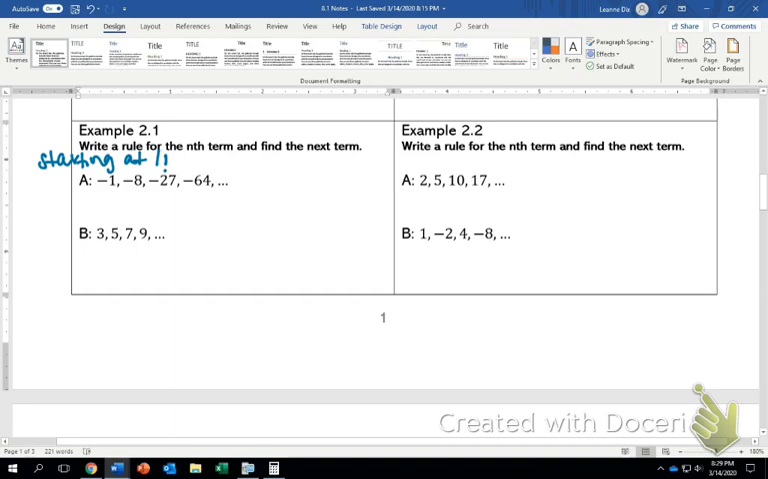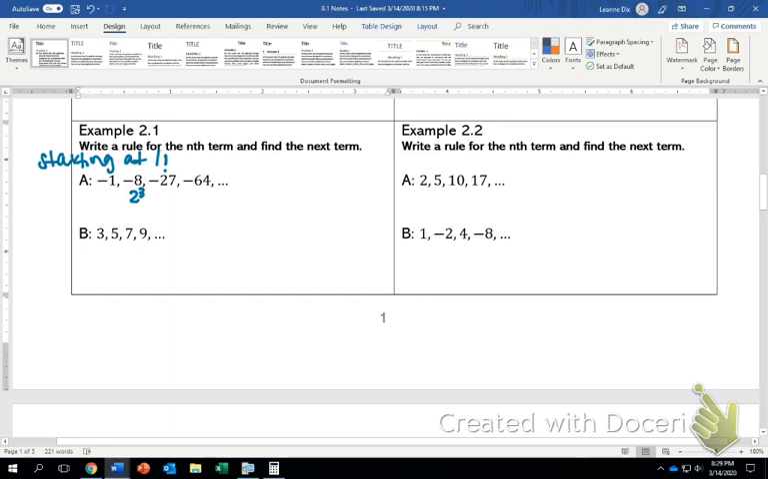So for example, if I look at example 2.1a, I see that I have -1, and then -8, and then -27, and I'm going to ignore the negatives for a second. I have 1 and then 8, and I can get 1 many different ways. I can do 1 squared, I can do anything to the power of 0, I can do 1 cubed. There's a lot of different things. So the first term doesn't actually tell me anything, but the second term does. I can't square a number and get to 8, but I can do 2 cubed.